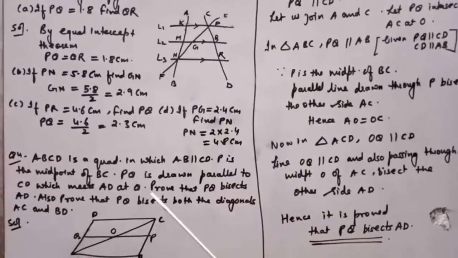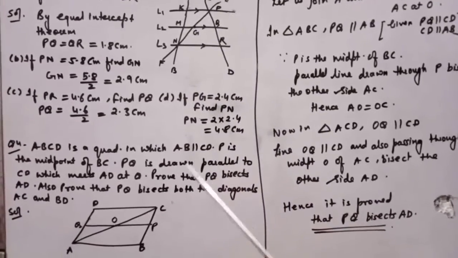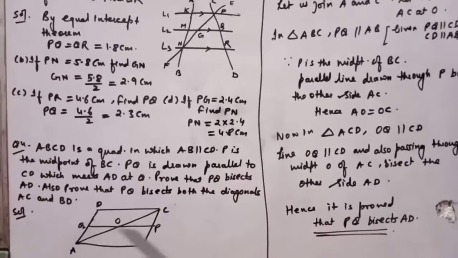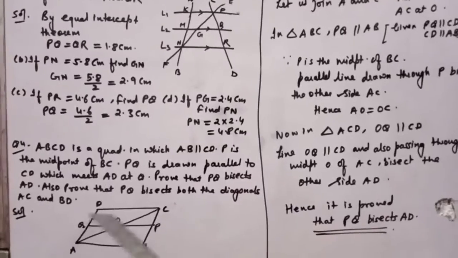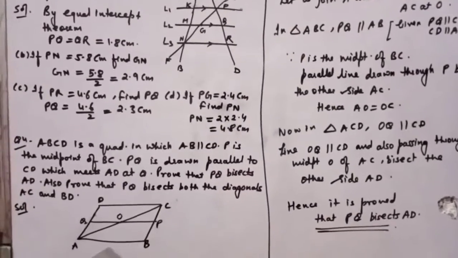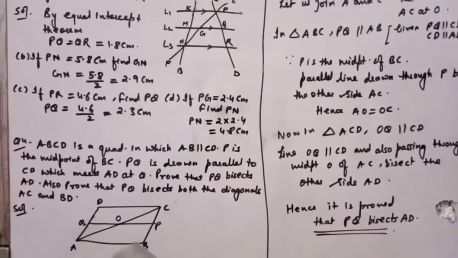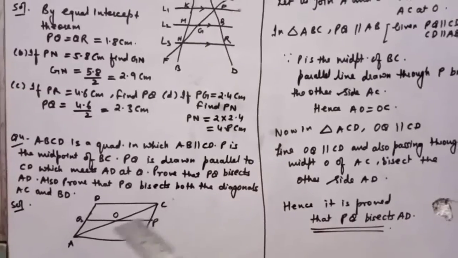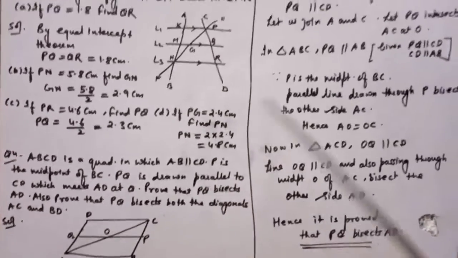Now question number 4. ABCD is a quadrilateral in which AB is parallel to CD and P is the midpoint of BC. PQ is drawn parallel to CD, which meets AD at Q. We have to prove that this PQ bisects AD and also prove that this PQ bisects both the diagonals AC and BD.